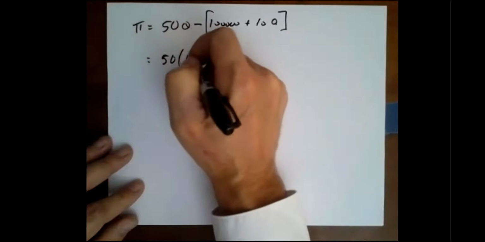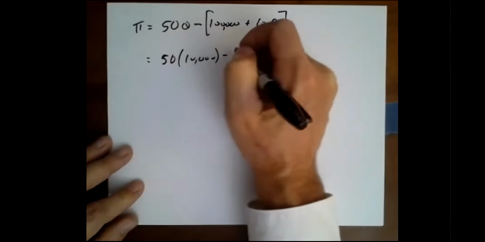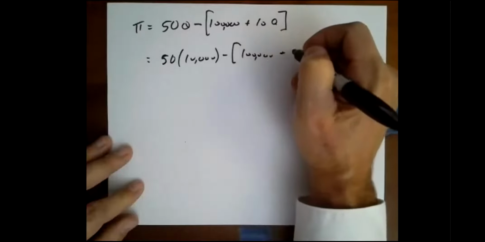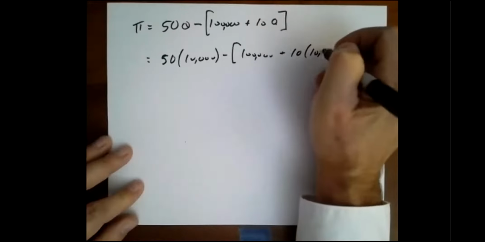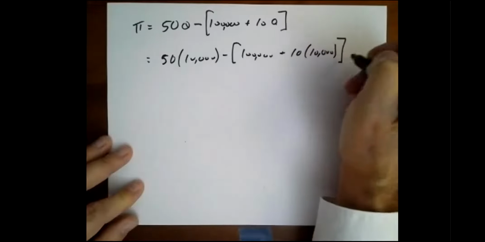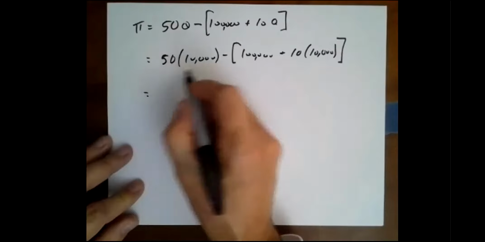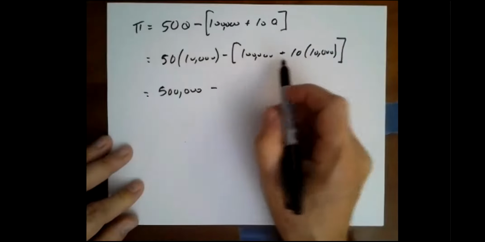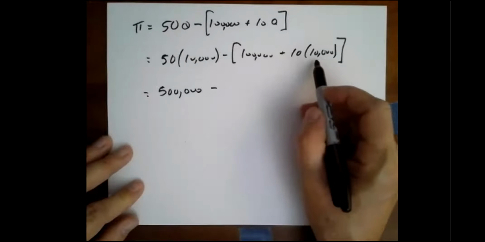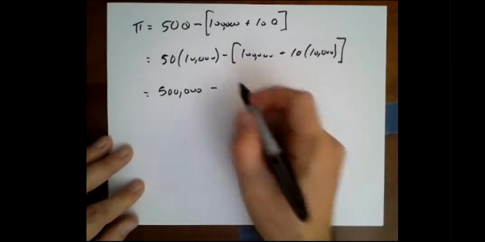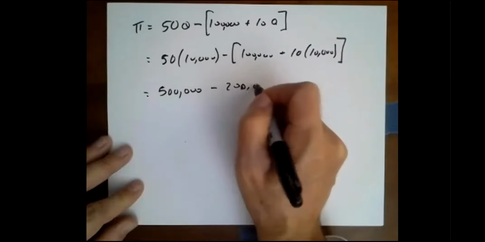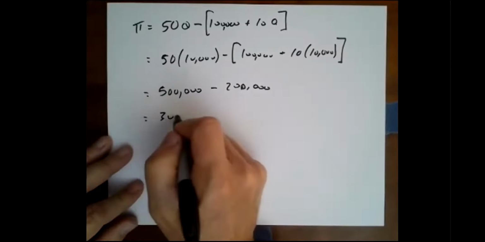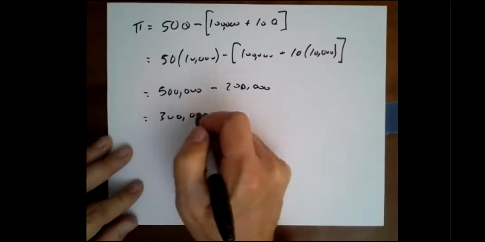50 times 10,000 minus 100,000 plus 10 times 10,000, right? It gives me 50 times 10,000 is 500,000 minus 100,000 plus 10 times 10,000 is 100,000. So minus 200,000, right? This adds up to 200,000, gives me a profit of 300,000.